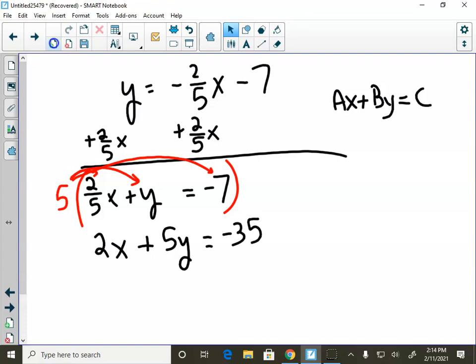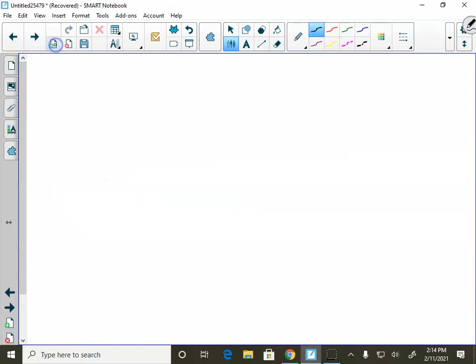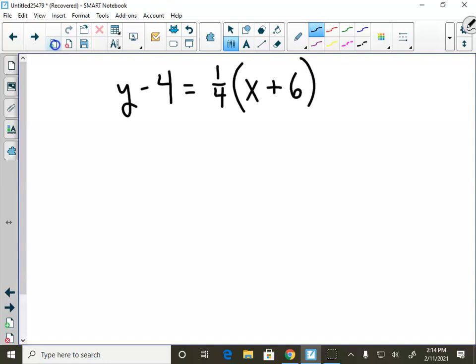Again, as you can see, it's not really that hard to do, but it's something that you need to practice. You got to get familiar with it. You got to make it like second nature. Okay, so let's say we have something that's in point-slope form, and we want to put it into standard form. All right, so a point-slope equation might be something like y minus 4 is equal to 1/4 of x plus 6. Okay, so there we are in point-slope form.